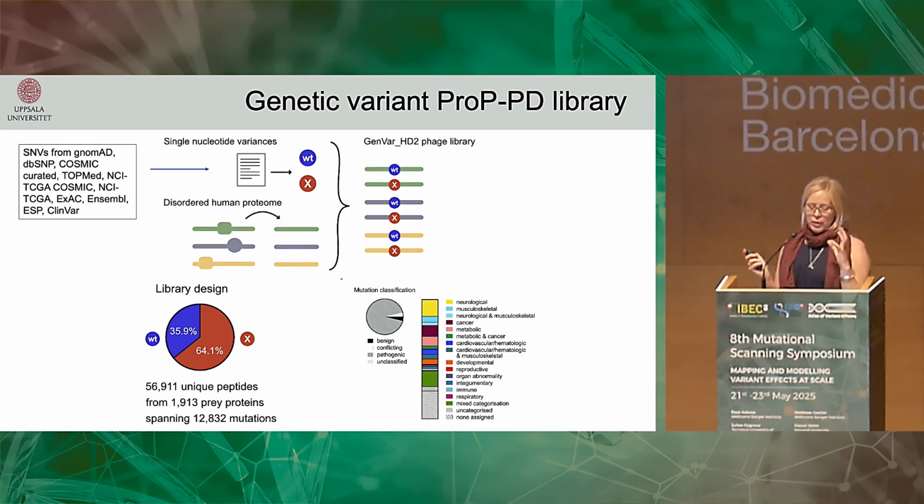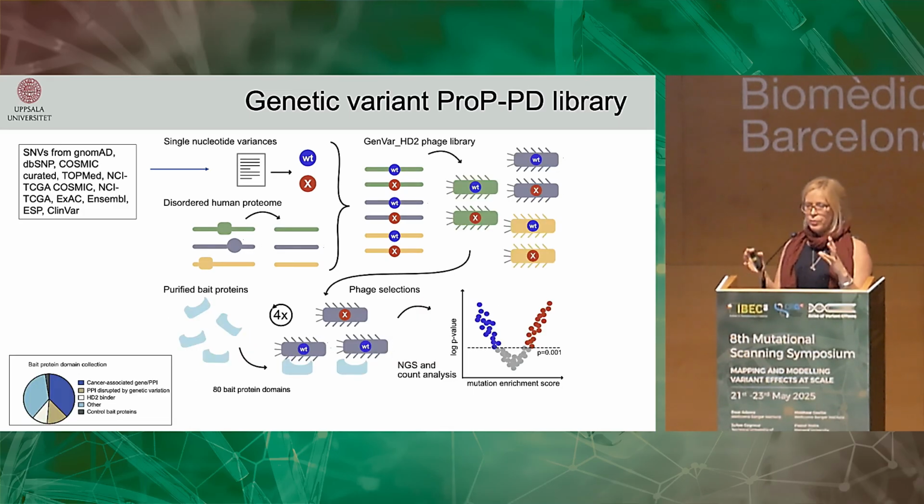So we have a library. Then what we needed was a bait protein collection. So Johanna decided to purify 80 different protein domains from many different proteins. And we thought that if we can use these baits in this selection, then we will ideally pull out a lot of disease-associated mutations that are breaking the interactions.